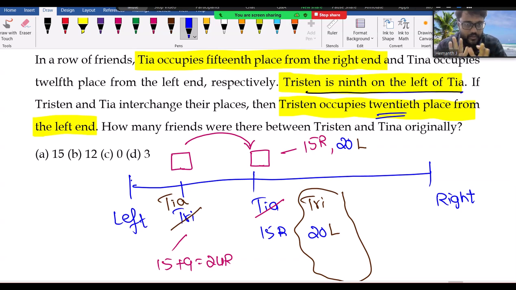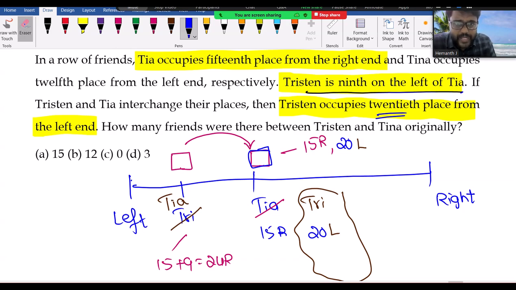Okay, cool, fine. So originally, what is the number of friends between Tristan and Tina? Fine, we'll go for that. But as of now, are you getting the clarity of what is discussed? Last line we are not yet done. Tia came here, Tristan came here. Now I can say this place is 15th from right side and 20th from left side, not 12th from left side. Okay, cool.